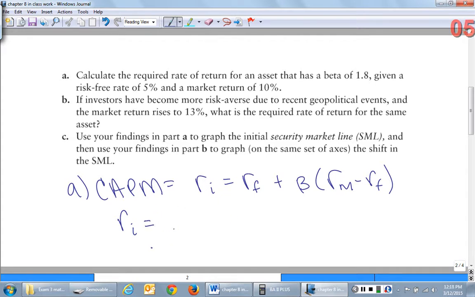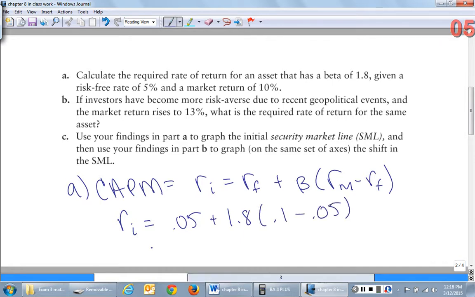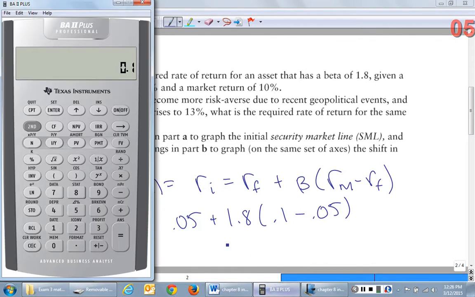The risk-free rate is 5%. Beta is 1.8. The market return is 10%. And the risk-free rate is 5%. So we can calculate the required return on this asset. We simply plug it into our calculator. So we have our 1.8 times 5%. 10% minus 5% is 5%, plus the risk-free rate of 5%. And that gives us a required return of 14%.